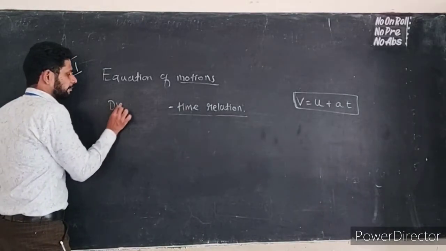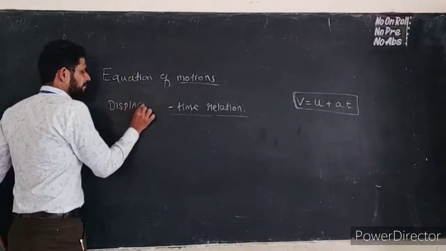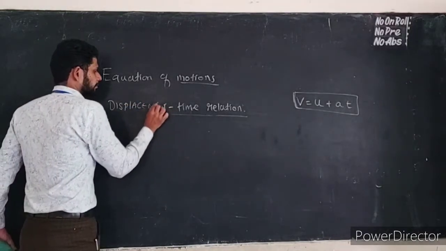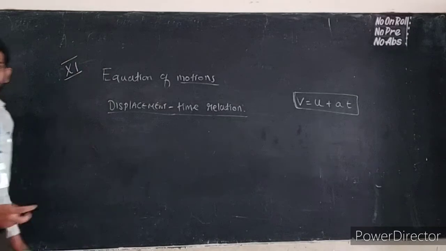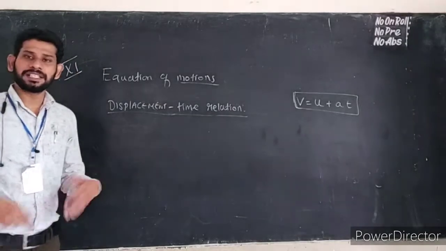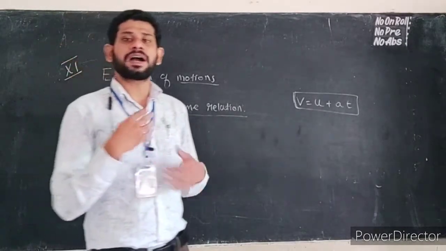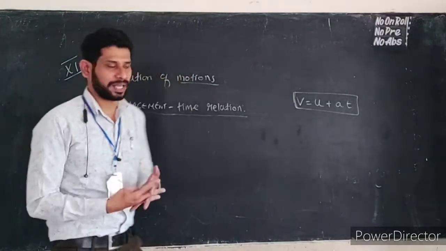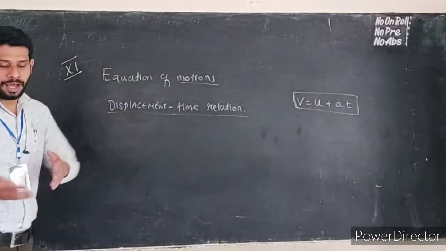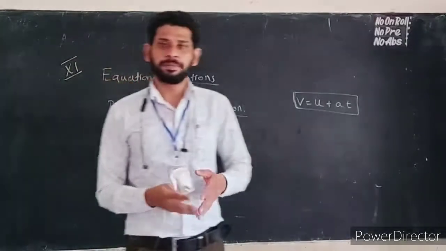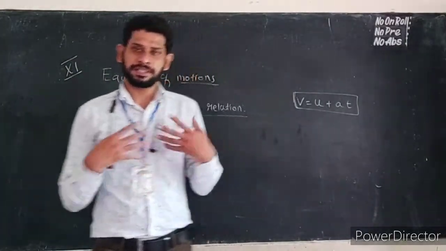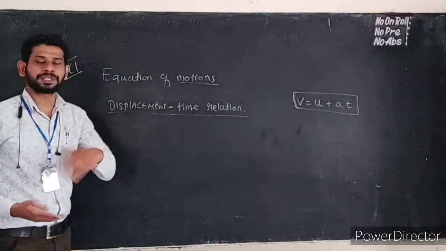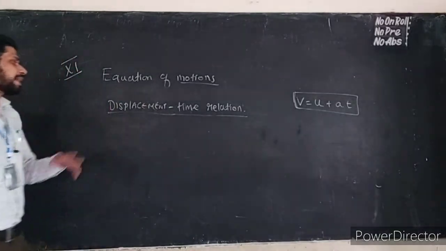The displacement is nothing but the change of position, or the position of an object changing according to time. When an object is here, and after some time it moves somewhere, then it is called displaced. The object was displaced. So, displacement and time relation.